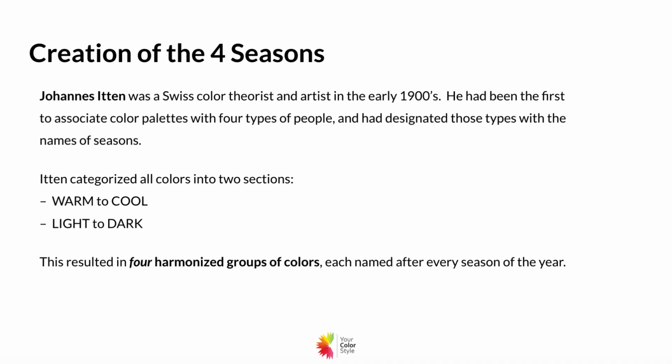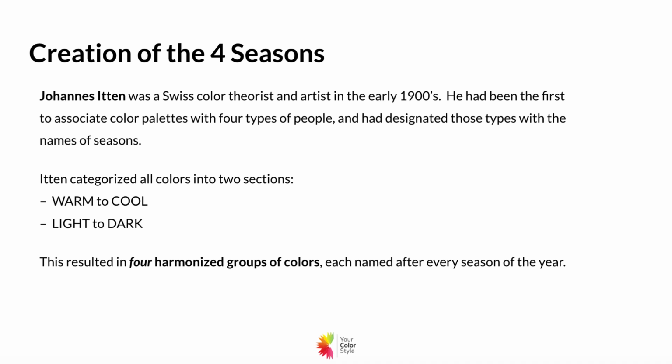Now, a lot of people know Carol Jackson and know all about seasonal color analysis from the popularity that she brought to color analysis with the seasons. But seasonal color analysis was actually created by a Swiss color theorist called Johannes Itten. This particular artist in the early 1900s divided the color wheel into four quadrants. He associated these color palettes with four types of people and then named them the seasons.